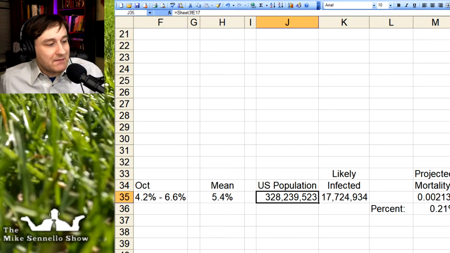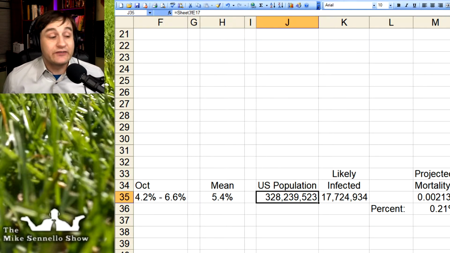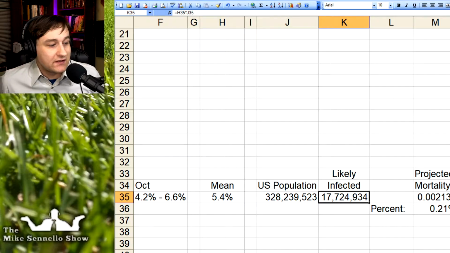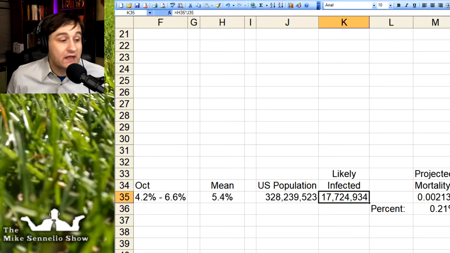So we take that mean and we extrapolate that to the population. So we can say that it's reasonable to suggest that 17,724,934 people were actually likely infected during October. A percentage of them went and got tests. A percentage of those tested positive. That's 4.2%. That's 5.4% roughly.